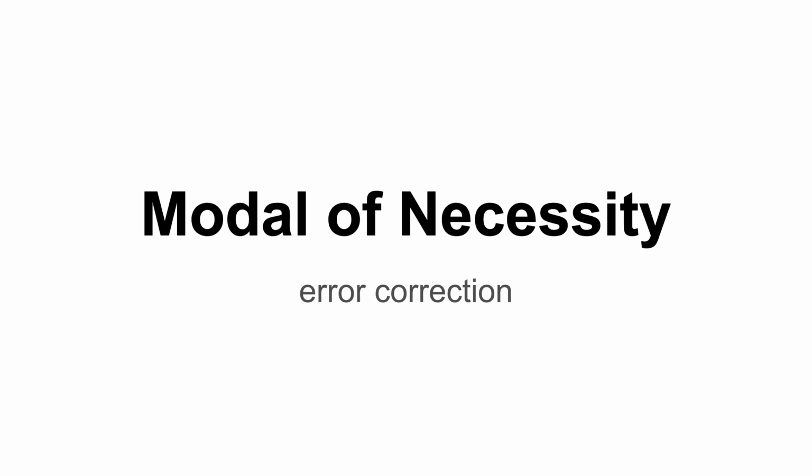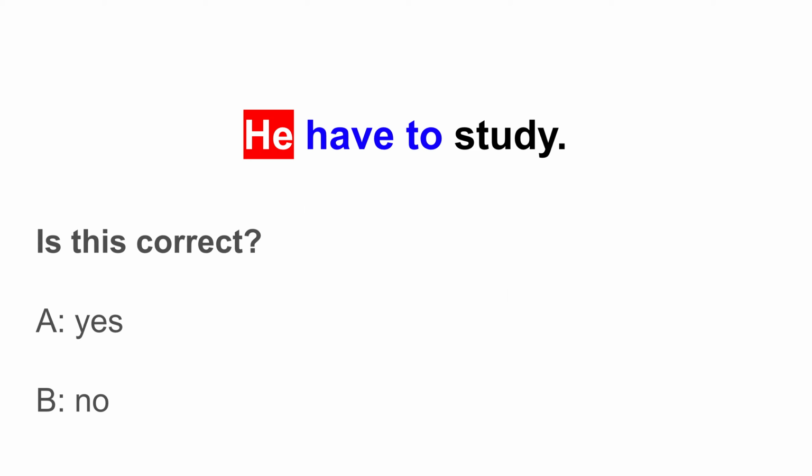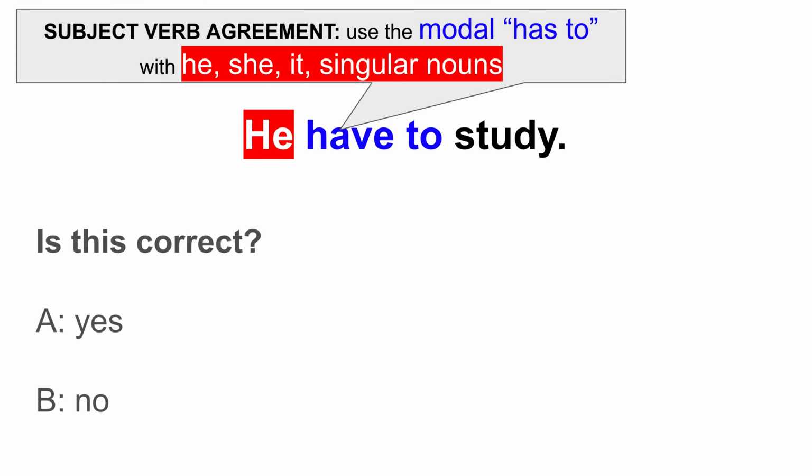Let's look at some error correction exercises for have to. He have to study. Is this correct? Take 5 seconds. The answer is no. We use has to with he, she, it, and singular nouns, so singular third person nouns. So the answer is no. He has to study.